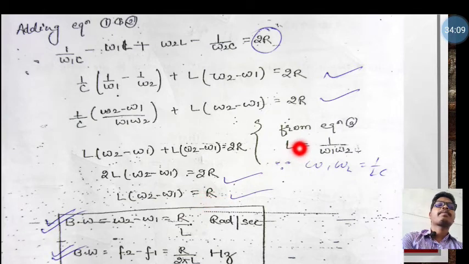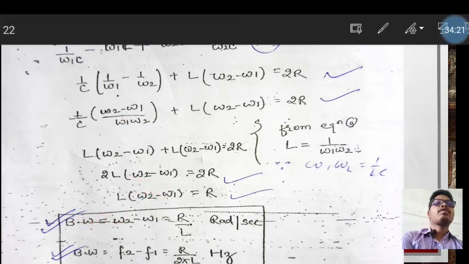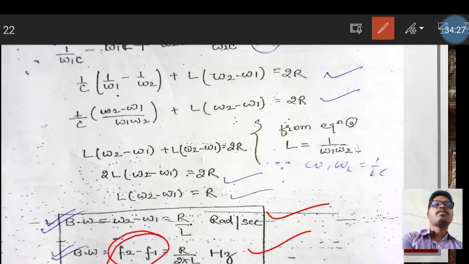So from equation number 3, L is equal to 1 divided by (omega 1 omega 2 C), since omega 1 omega 2 is equal to 1 divided by LC. And the bandwidth is omega 2 minus omega 1, that is R divided by L, and the bandwidth is equal to f2 minus f1, that is R divided by 2 pi L hertz.